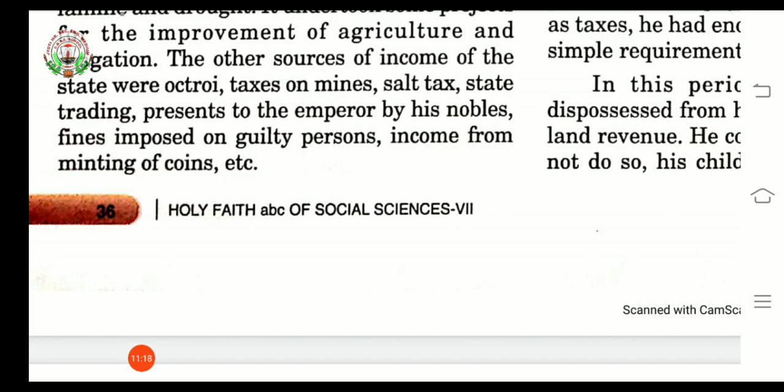Sixth, fine imposed on the guilty person. Guilty person means who has broken any law. So a person who has broken any law has to pay some fine, and that comes under a kind of tax. That was a kind of revenue for the empire. Seventh, income from minting of coins. Minting means to make coins. Whichever income they were having because of the minting of coins has been considered as revenue.